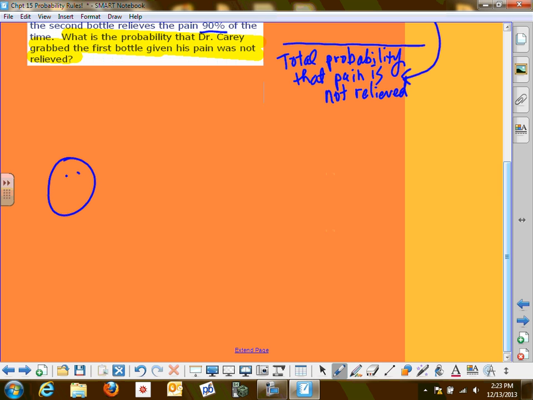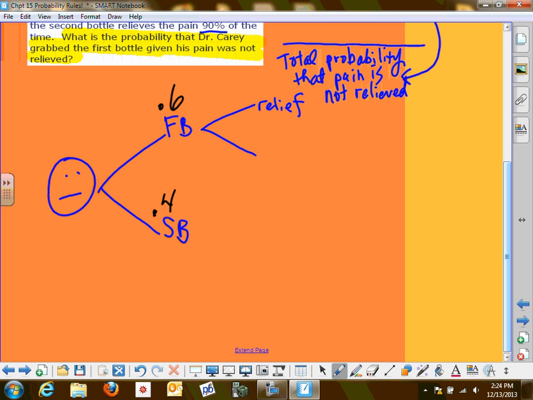Here's Dr. Carey. He's sad because he has pain and because he's impaired since he just randomly picks stuff to take. So what's he going to do? He's going to pick a first bottle or he's going to pick the second bottle. And what's the probability that he picks that first bottle? 60% chance, which means how much percent of the time will he pick the second bottle? Okay. All right. Now, once he does that, then something else happens. What is it that happens? He either has relief or he has no relief.